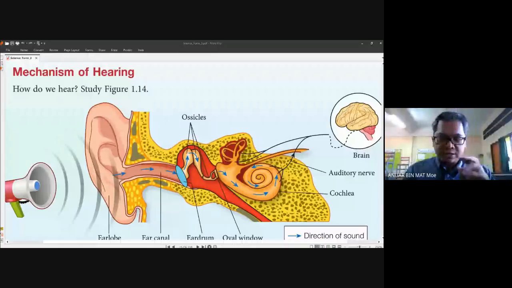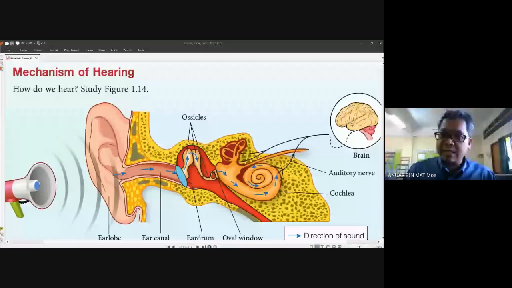Not just the name of the organ, you must also identify the parts and the function of each organ, especially the eyes, because the eye has so many parts that you need to identify and know the brief function of. Make sure you understand that.